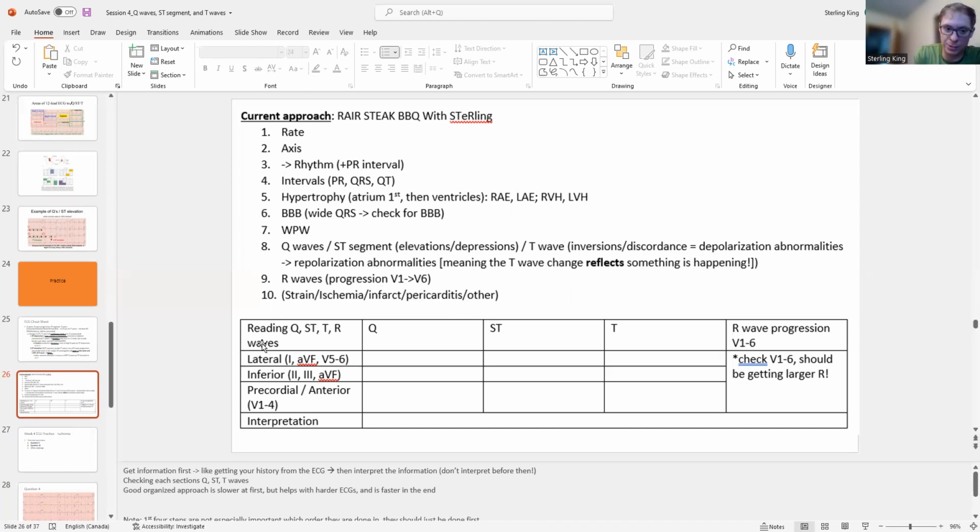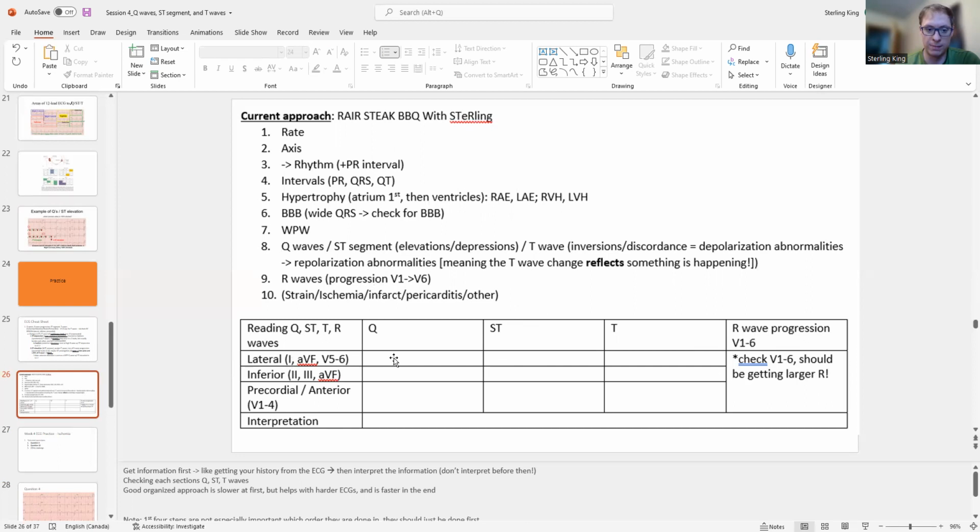So I like having this little table. At first it's a little bit slower because you're going so methodically through the ECG, which is an approach I like to do. As you get harder and harder ECGs, it saves time because you're not trying to regather all your information. I grouped it as lateral, inferior, precordial/anterior, and then my interpretation at the end. Then Q waves, ST segments, T waves, and R wave progression. You should be checking V1 to 6.